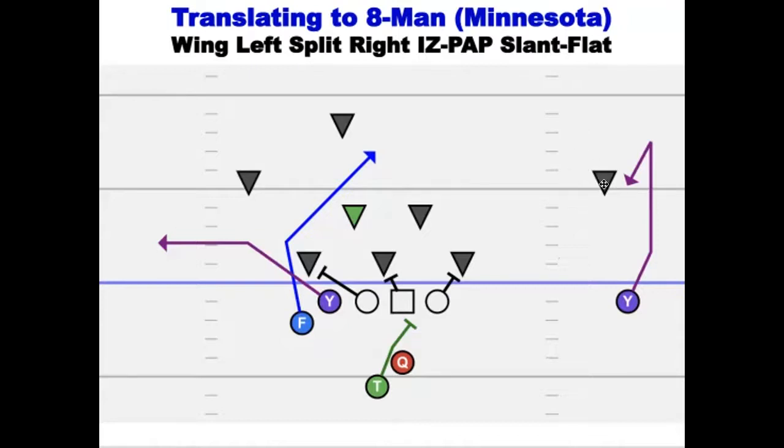Pre-snap, you would just read this on the backside with the curl. If he's playing off even farther, or if he's playing this far off and he drops, we could throw that without even looking. I mean, basically, no read, just throw it if he's playing that far off. All right, so let's look at how Minnesota runs this. This will be our final play we look at.